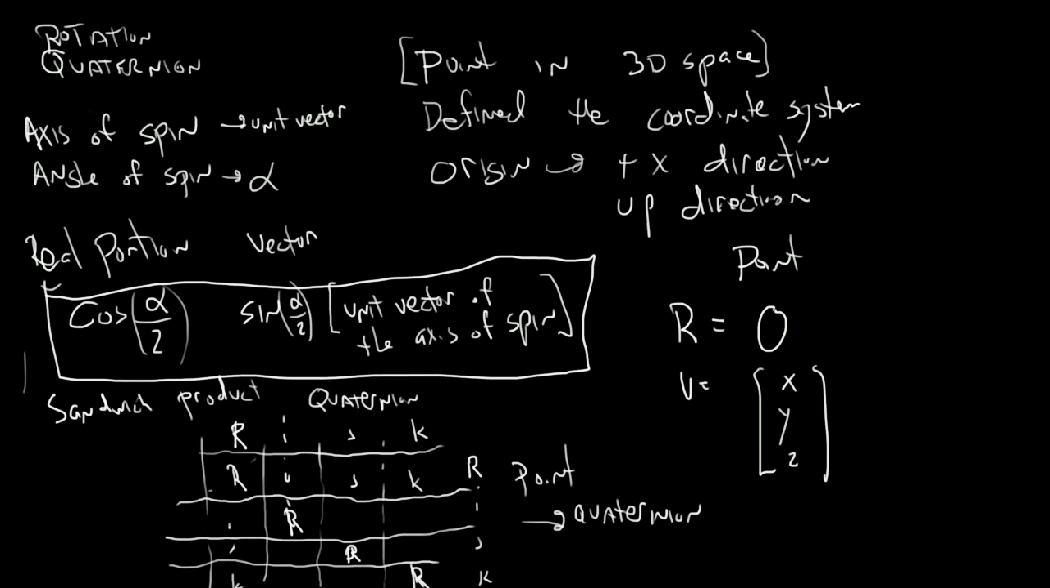So we're going to describe the quaternion by the cosine of alpha over 2 as the real portion, and the imaginary portion being a 3-dimensional vector that is the sine of alpha over 2 times the unit vector of the axis of spin. That's the quaternion of the rotation. The point will be described by 0, kind of odd how that works, and then x, y, and z will be the imaginary components in the I, J, and K direction. That goes along with the convention of the unit vectors in the I, J, and K directions.